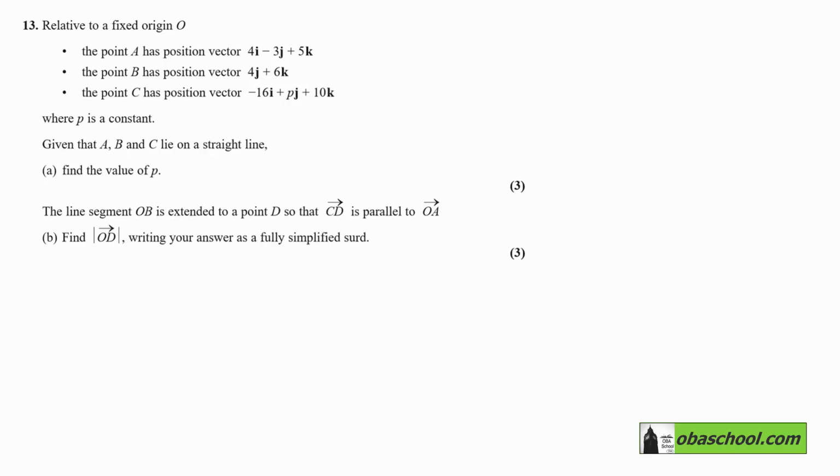Relative to a fixed origin O, the point A has position vector 4i minus 3j plus 5k. Immediately, I am going to use column vectors rather than ijk's. So I'm going to write that as (4, -3, 5). B is 4j plus 6k, so I'm going to write OB as (0, 4, 6).